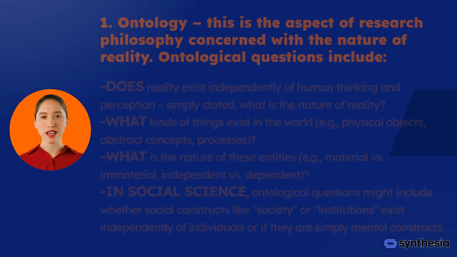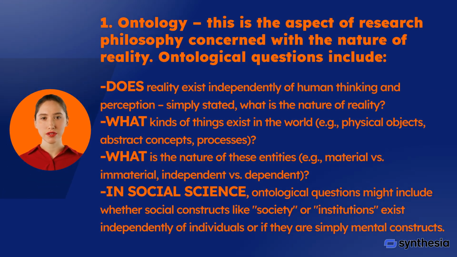Number 1. Ontology. This is the aspect of research philosophy concerned with the nature of reality. Ontological questions include: does reality exist independently of human thinking and perception? Simply stated, what is the nature of reality? What kinds of things exist in the world, e.g., physical objects, abstract concepts, processes? What is the nature of these entities, e.g., material versus immaterial, independent versus dependent?